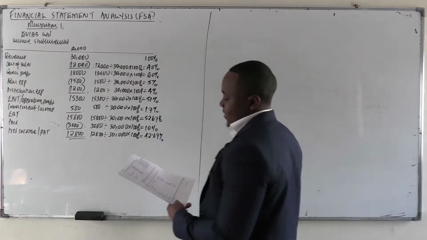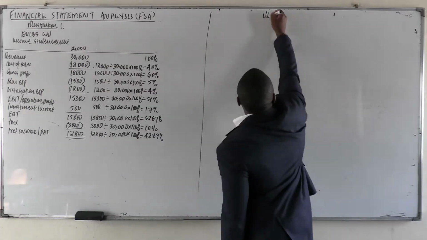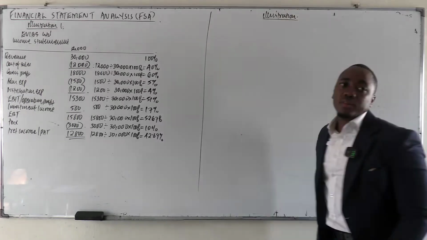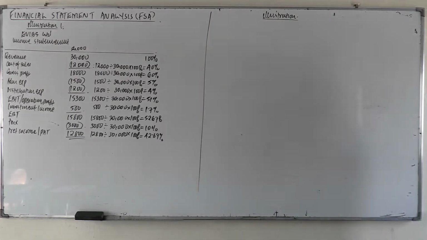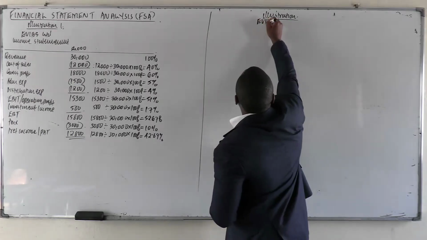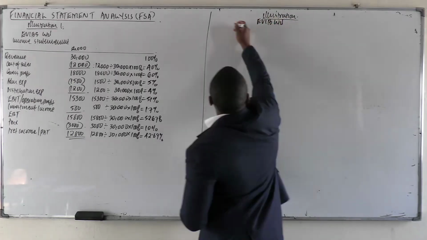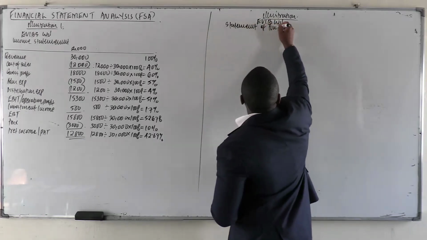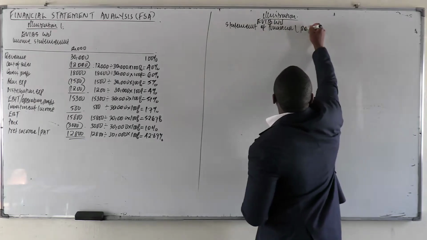Good. Now let's do another illustration, illustration 2. But now we do it for the statement of financial position. Illustration 2. Consider the following financial statement for Everbs Limited and prepare a vertical common size balance sheet. That's the statement of financial position. Everbs Limited, statement of financial position.